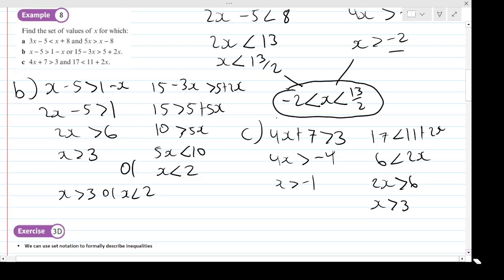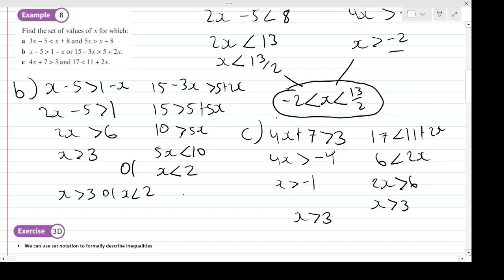Think about what this is saying then. x is greater than minus 1. x has to be above minus 1, but x also has to be above 3. But really, the overall solution is just x greater than 3. Because if x is greater than 3, then really x is also greater than minus 1. So that's the stricter of the two inequalities, right? So we take the strictest solution which satisfies both of them.